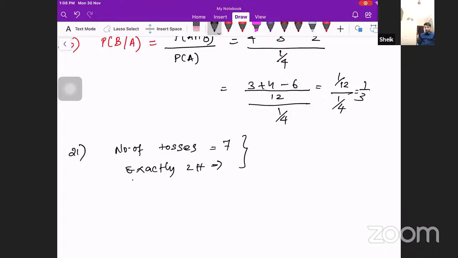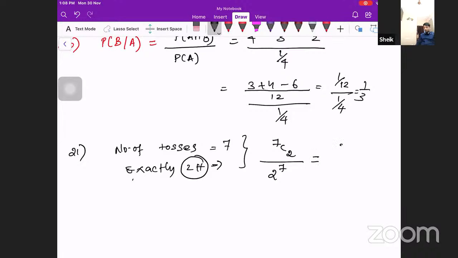So the answer directly, what we can do, exactly how many heads? Sir, 2 heads, sir. So that means 7C2 divided by 2 power 7. Sir, why 2 power 7, sir? 2 is head and tail. Number of tosses is 7 times. Therefore, my sample space is going to be 2 power 7. So 7C2 by 2 power 7.